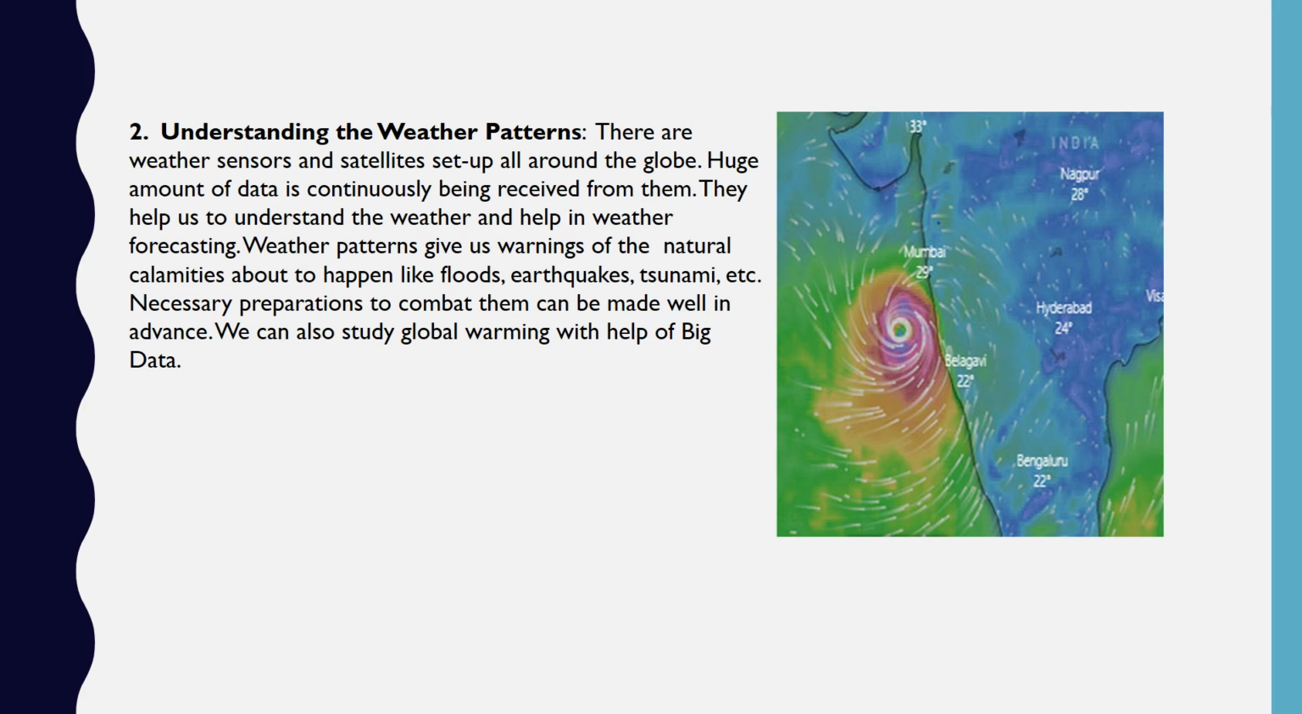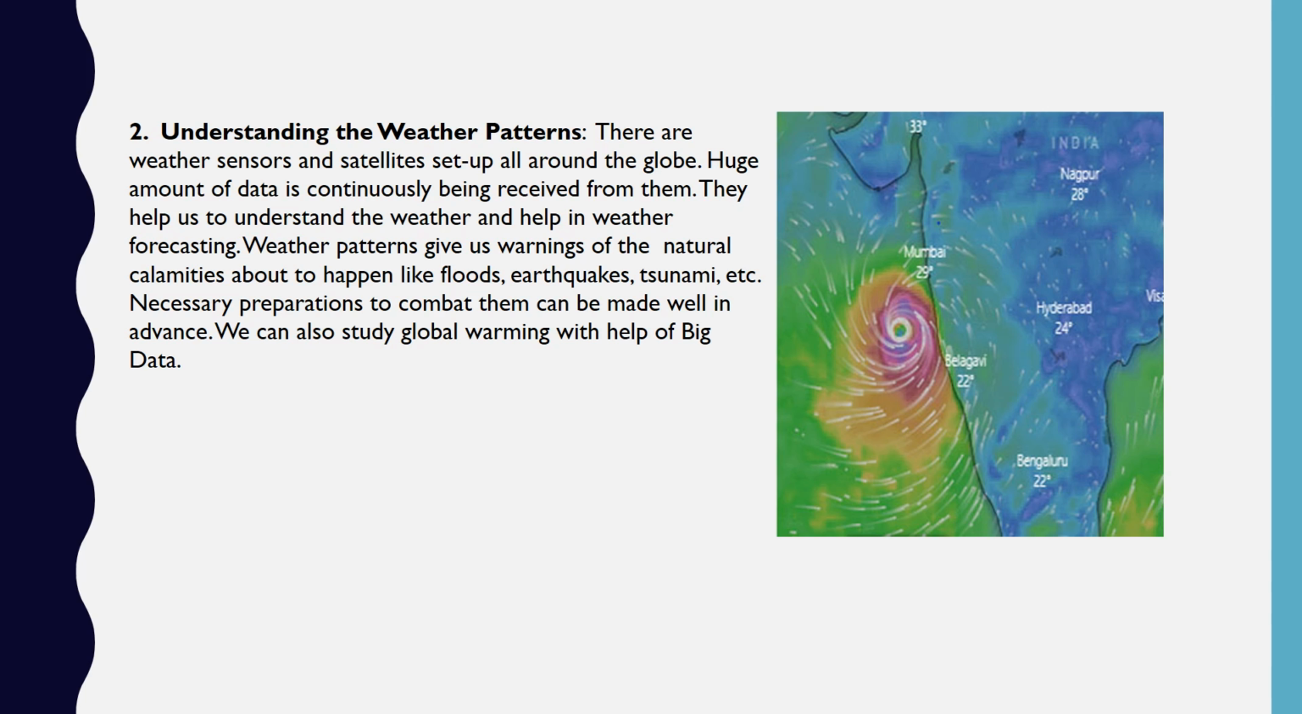There are weather sensors and satellites set up all around the globe. Huge amount of data is continuously being received from them. They help us to understand the weather and help in weather forecasting. Weather patterns give us warnings of the natural calamities about to happen like floods, earthquakes, tsunami, etc. Necessary preparations to combat them can be made well in advance.